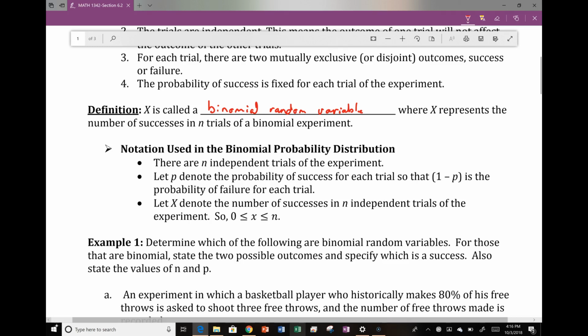X denotes the number of successes in n trials. So X has to be less than or equal to n. So if we have 10 trials, I can't have 11 successes. I can only have 10 at maximum.